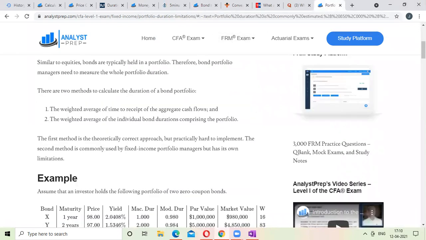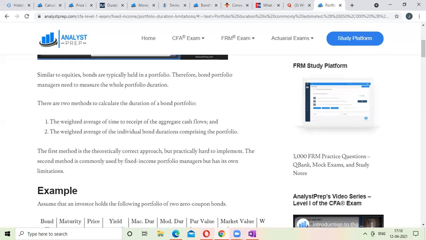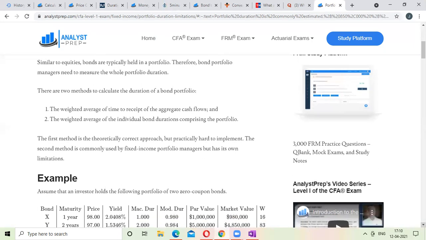See, as you know, you can just take a single bond. Apart from that, you can also have a portfolio of bonds. Fine. So in a portfolio of bonds, what happens? You also have duration for that portfolio of bonds. There are two methods to calculate the duration of a bond portfolio. I'm speaking about a bond portfolio.